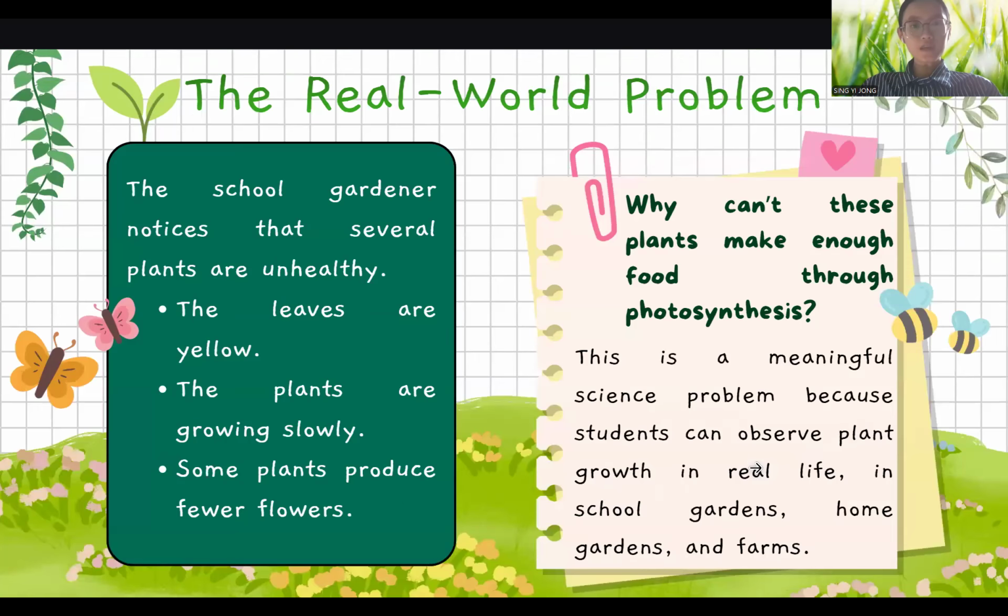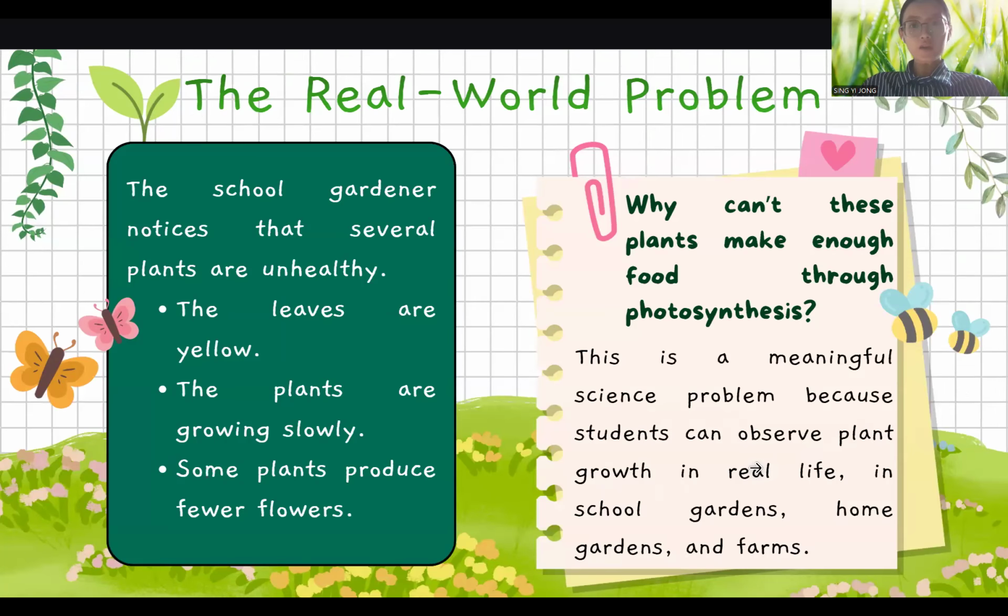Every good science investigation starts with a real problem, and this one is no different. In my story, the school gardener noticed that several plants in the garden are unhealthy. The leaves have turned yellow, the plants are growing slowly, and some of them are producing fewer flowers. This raises a simple but important science question. Why can't these plants make enough food through photosynthesis?